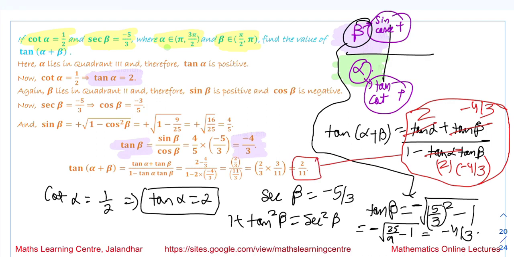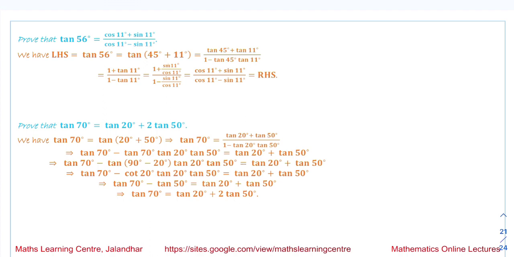Next is, prove that tan of 56 degree is equal to cos of 11 plus sine of 11 over cos of 11 minus sine of 11. Now if we look at this value over here, we can write 56 is equal to 45 plus 11. So this gives us tan of 56 is equal to tan of 45 plus 11.